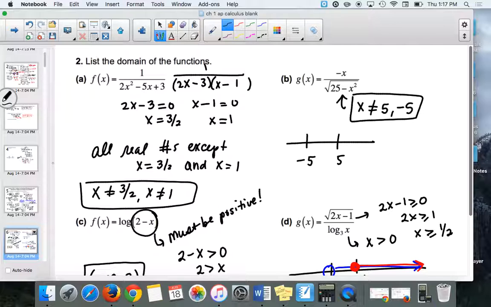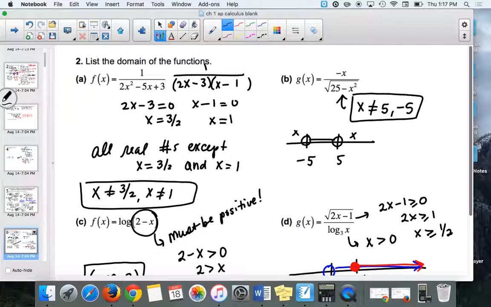So let's think about it. If I plug in 6, what happens? 25 minus 6 squared, 25 minus 36. Is that good? Negative 6 under a square root. That's bad. It doesn't work, right? What if I plug in negative 6? Doesn't work, right?